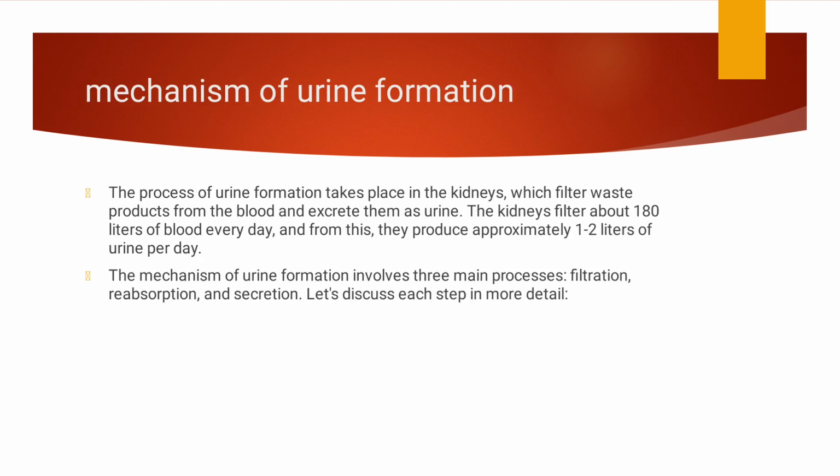The next concept is the mechanism of urine formation. The process of urine formation takes place in the kidney. The kidney will filter waste products from the blood and excrete them as urine. The kidney will filter about 180 liters of blood every day, and from this they produce approximately 1 to 2 liters of urine per day. The mechanism of urine formation involves three processes, namely filtration, reabsorption and secretion.